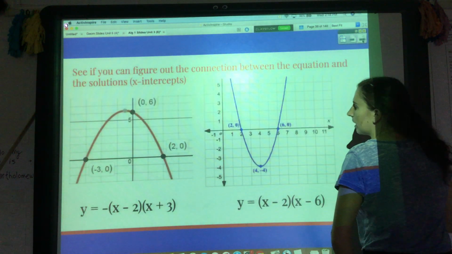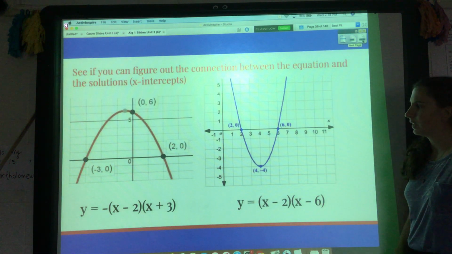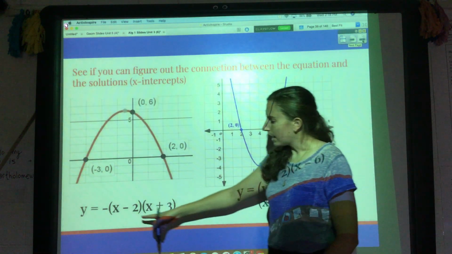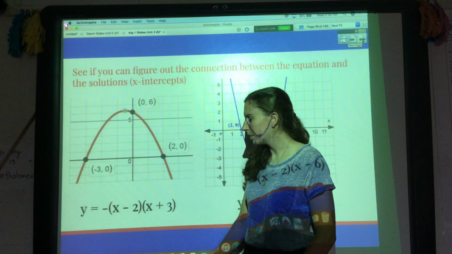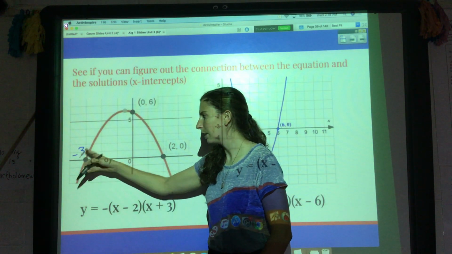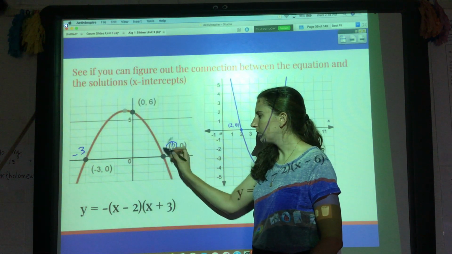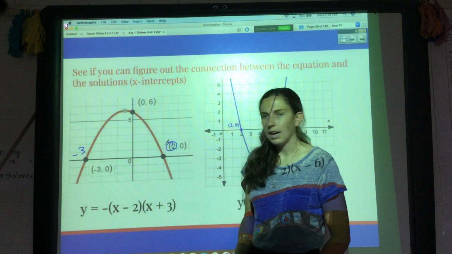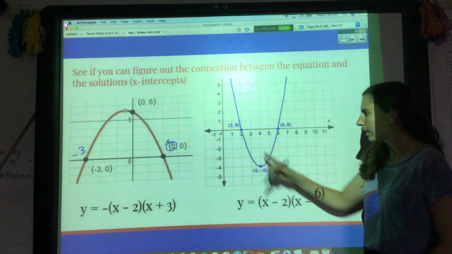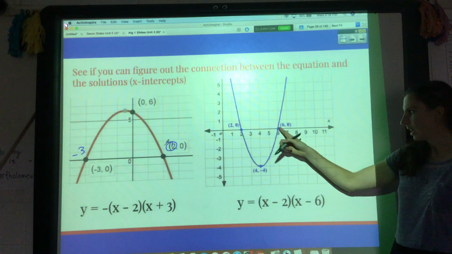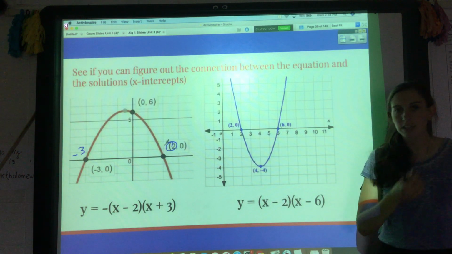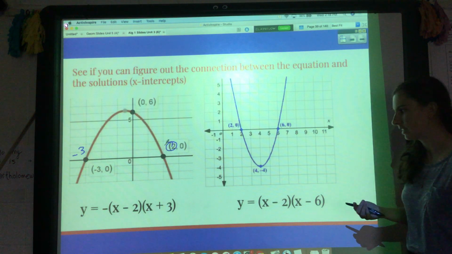Let's see if that holds up for a couple more. This one's got a negative in front, but it still has solutions of negative 3, which matches with this x plus 3, and positive 2, which matches with x minus 2. Same thing here, positive 2, negative 2, positive 6, negative 6, and that always is the case.